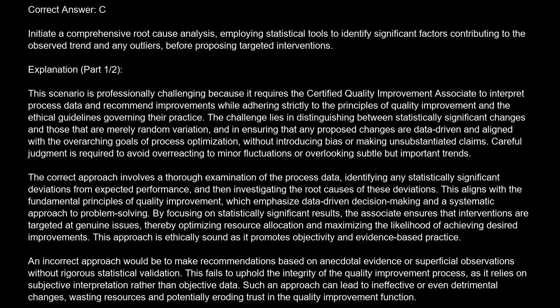The challenge lies in distinguishing between statistically significant changes and those that are merely random variation, and in ensuring that any proposed changes are data-driven and aligned with the overarching goals of process optimization, without introducing bias or making unsubstantiated claims. Careful judgment is required to avoid overreacting to minor fluctuations or overlooking subtle but important trends. The correct approach involves a thorough examination of the process data, identifying any statistically significant deviations from expected performance, and then investigating the root causes of these deviations.